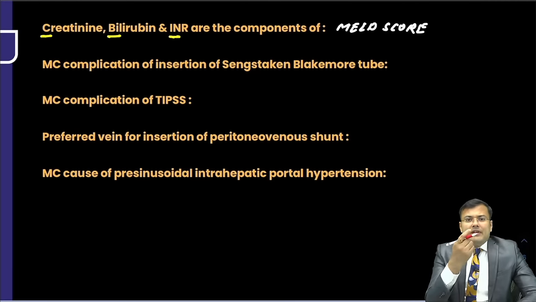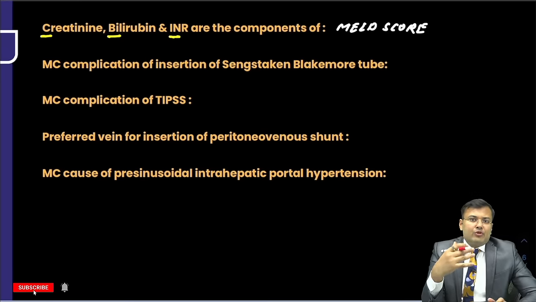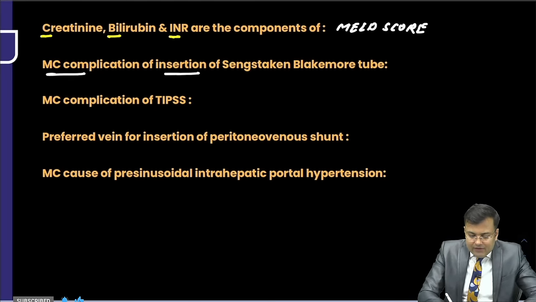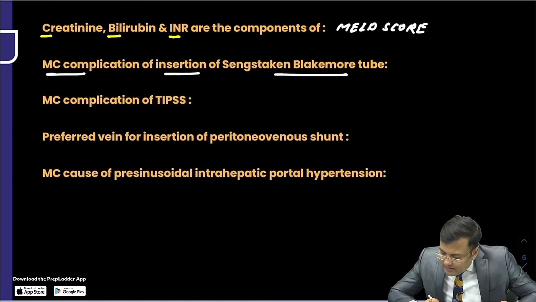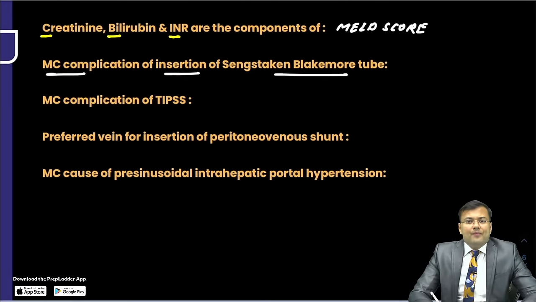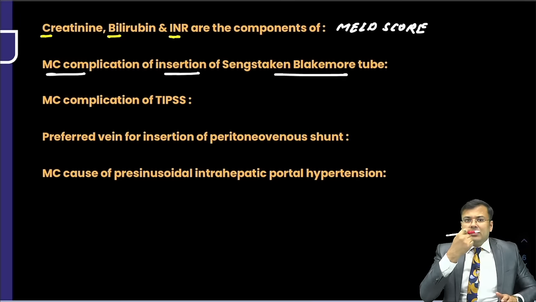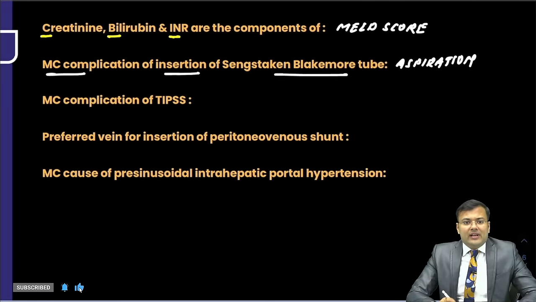Next question. We are going to insert Sengstaken-Blakemore tube during transportation if the patient is having variceal bleeding. So what is the most common complication of insertion of Sengstaken-Blakemore tube? This is not perforation. Yes, Deepak Sahu. Since the stomach is full and the patient is in a state of shock, you are trying to insert a big bulky tube. It is aspiration. The most common complication is aspiration, and that's why the airway should be protected. Clear, guys?